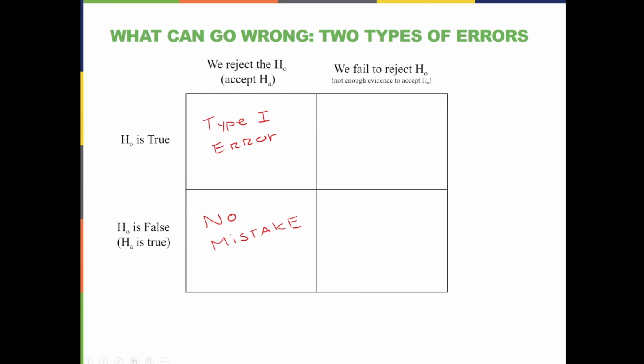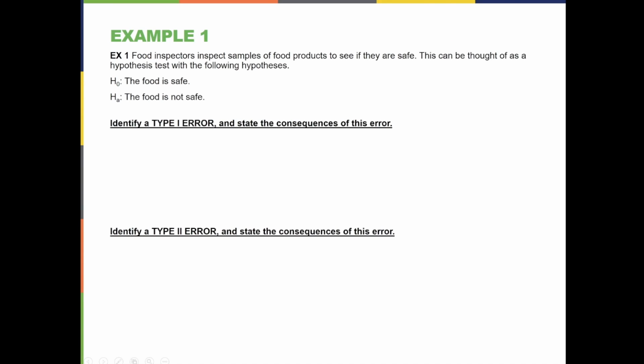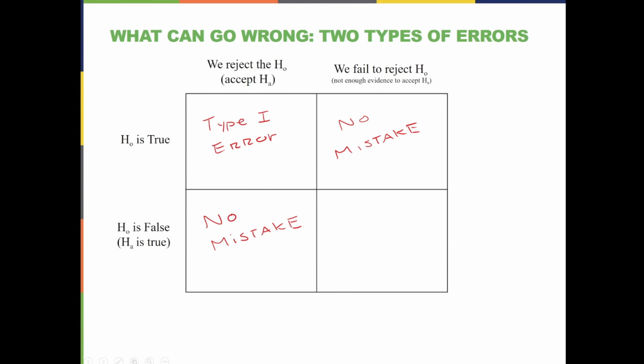If we fail to reject H0, that means we do not have enough evidence to accept the alternative, and if H0 is true, then we made no mistake. However, if we fail to reject H0 and H0 is false, that means our evidence was not strong enough, then that means we made a type 2 error.